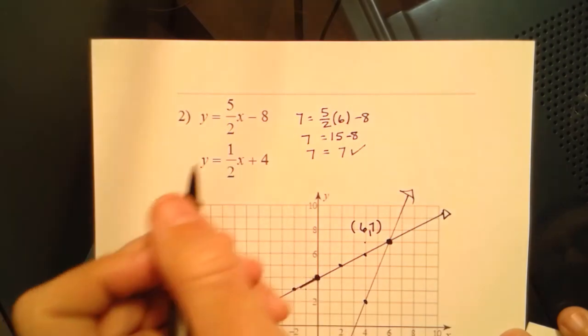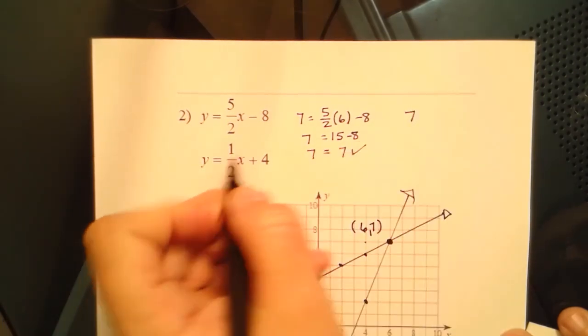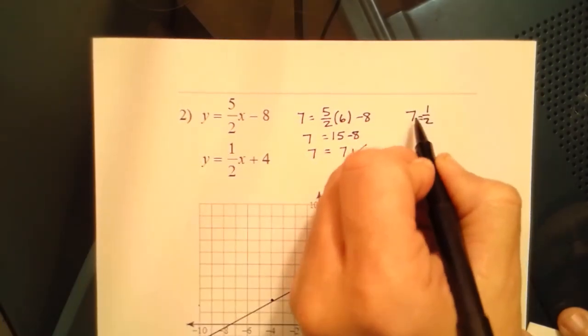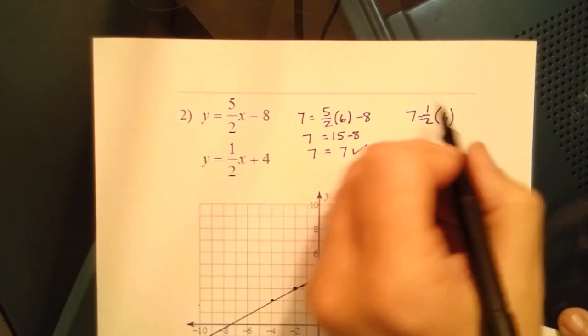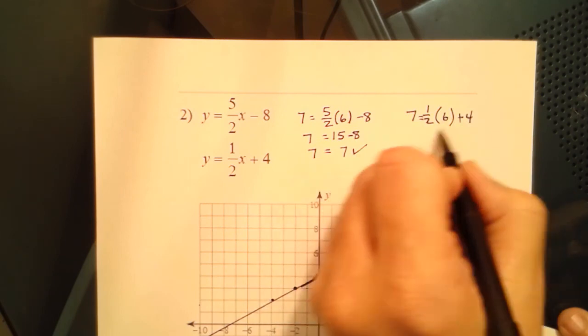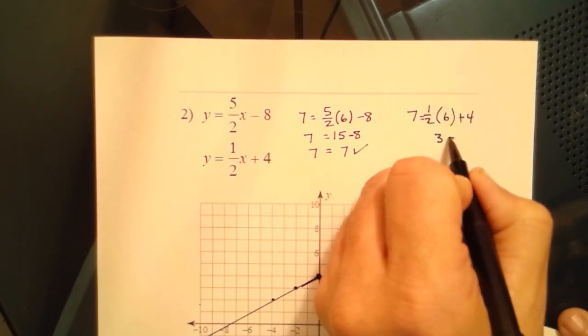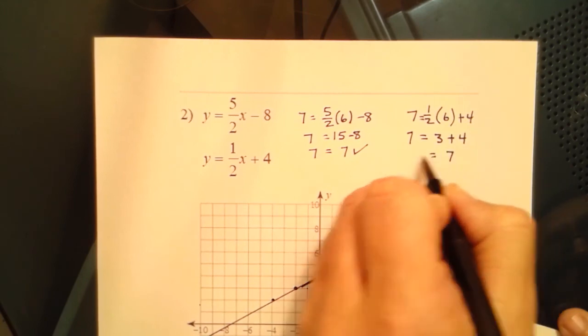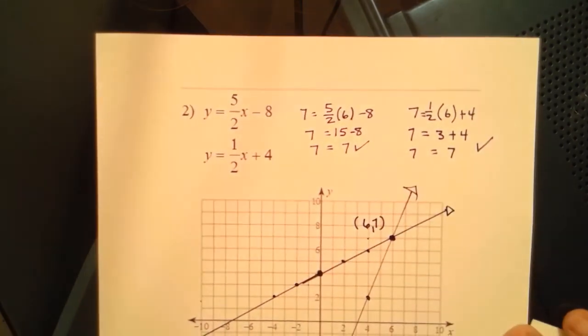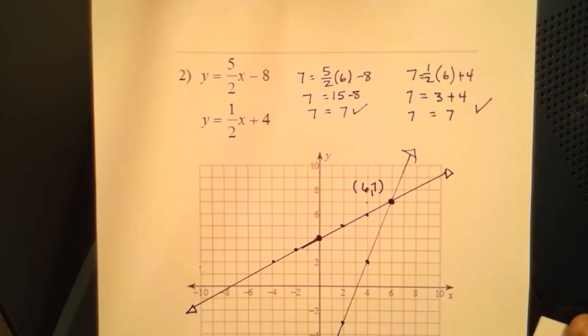Y again is 7. 1/2 times x, and x is 6, plus 4. 1/2 of 6 is 3, plus 4. 3 plus 4 is 7. 7 equals 7. So yes, it also is a solution to the equation.